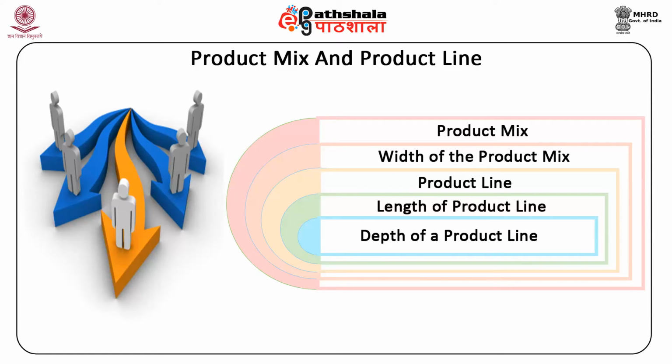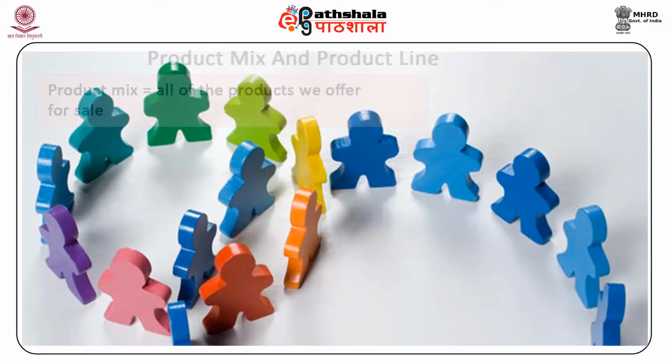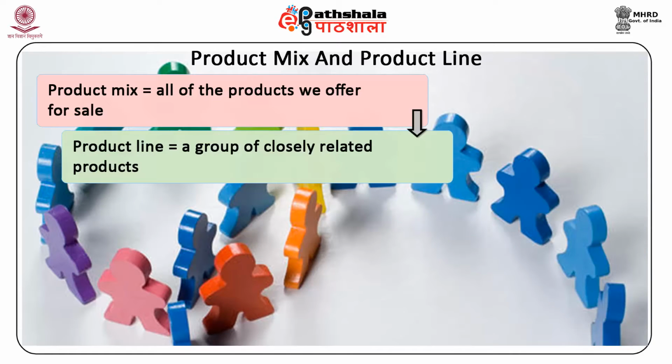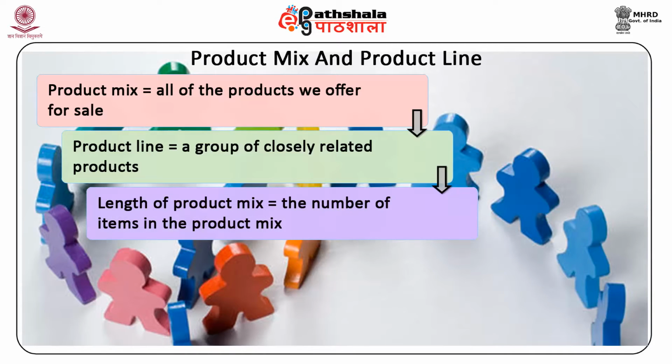It denotes the total number of items under each brand in the line in terms of variants, shades, models, pack sizes, etc. Product mix is equal to all of the products we offer for sale. Product line is equal to a group of closely related products. Length of product mix is equal to the number of items in the product mix.